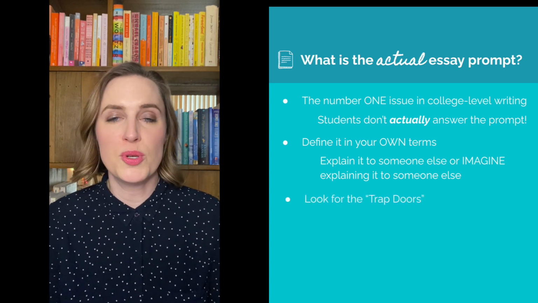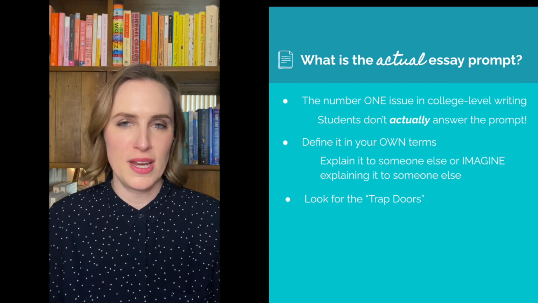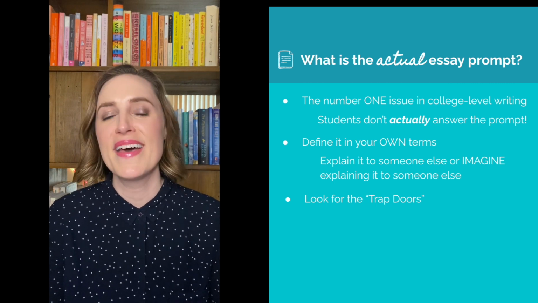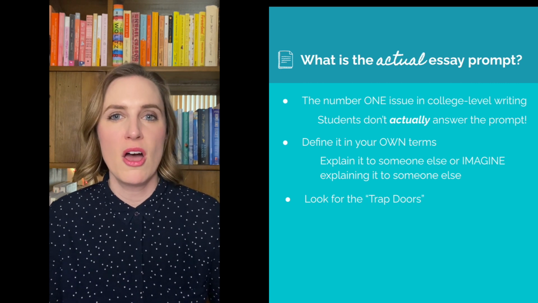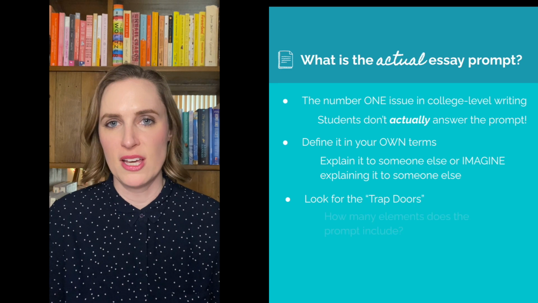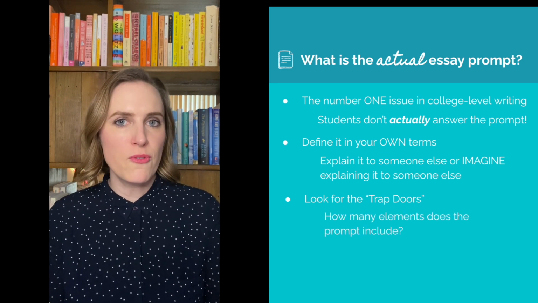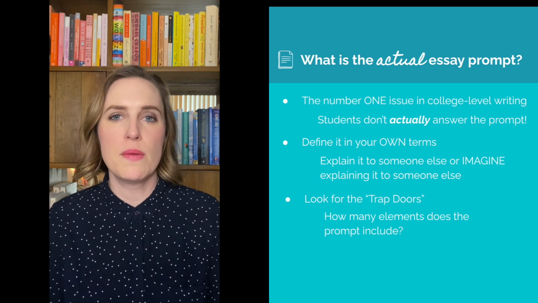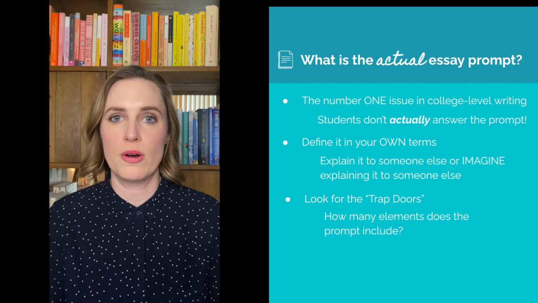Another thing to do would be to look for the trap doors. Professors aren't trying to trick their students most of the time, but when it comes to essay assignments, there are often elements that are harder to spot the first time we take a look at the assignment. So read over the essay prompt, looking for all of the various elements, and make sure that there isn't anything that is perhaps missing from your response.